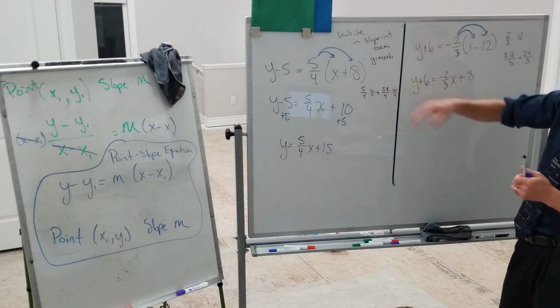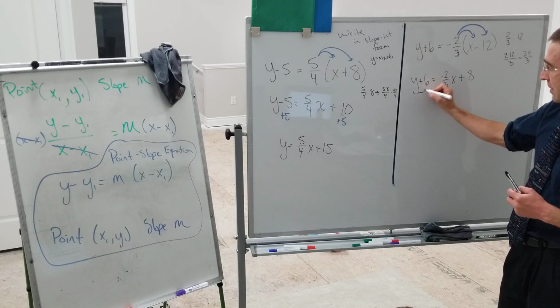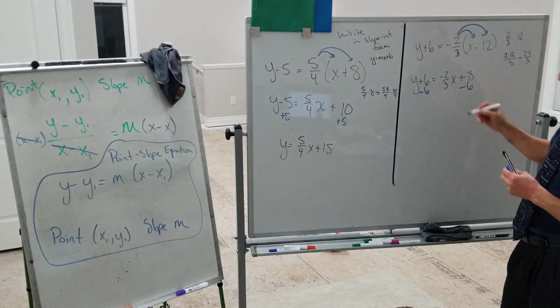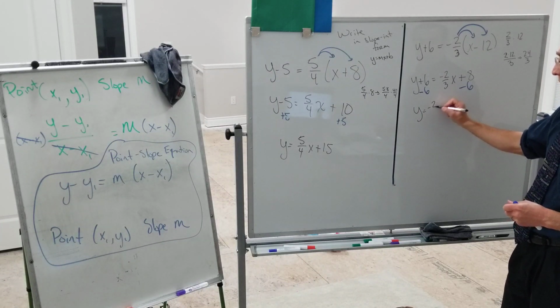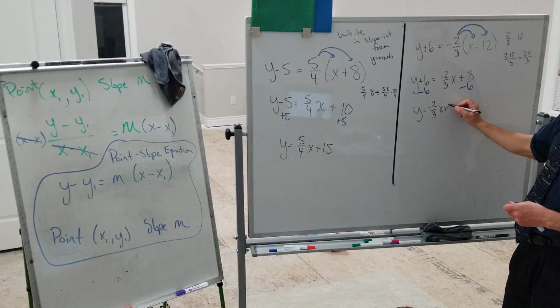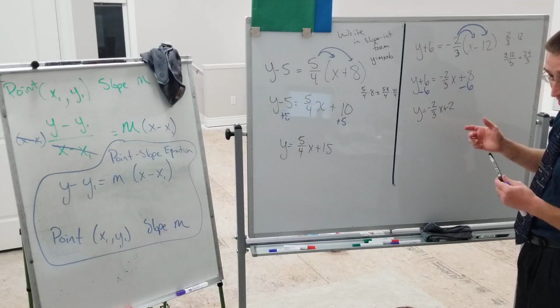Now we want y equals, so we have to isolate on the left. We have to get the y all by itself. We do the opposite of plus 6, which is minus 6. So we're just solving for y, and we get y equals -2/3 x plus 2. Slope of -2/3, y-intercept of 2, or 0, 2.